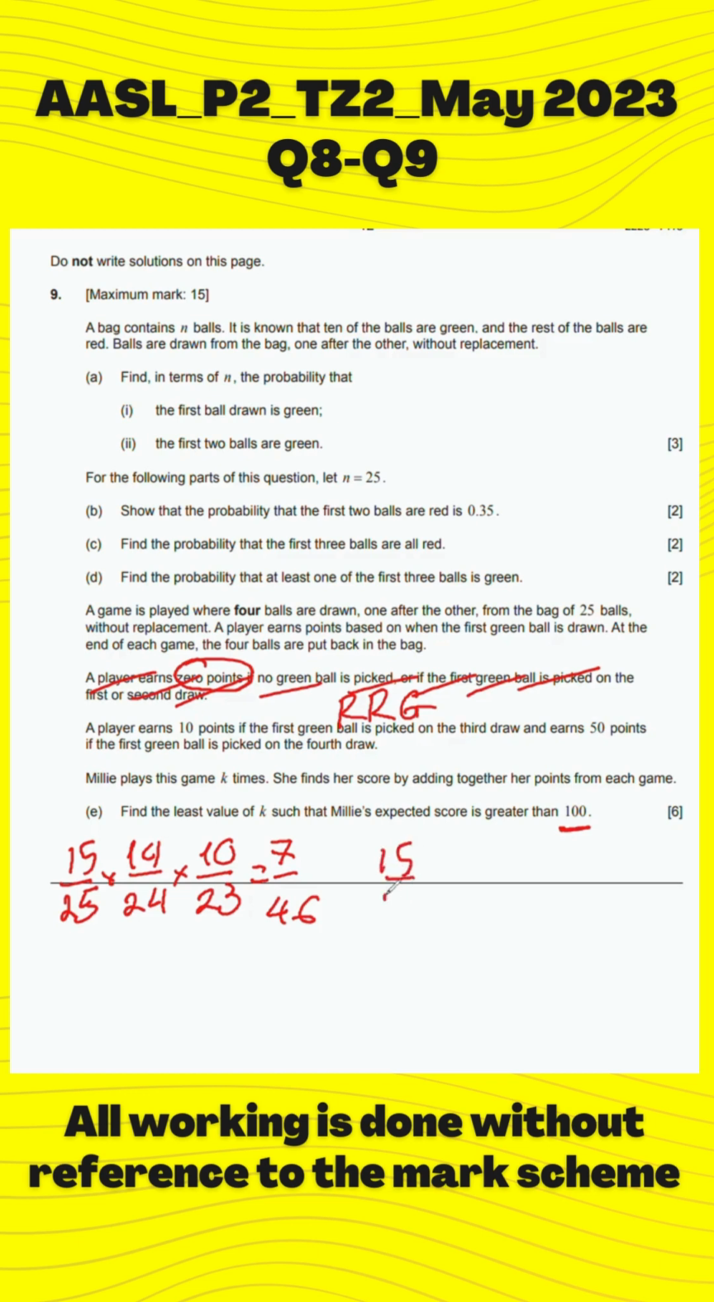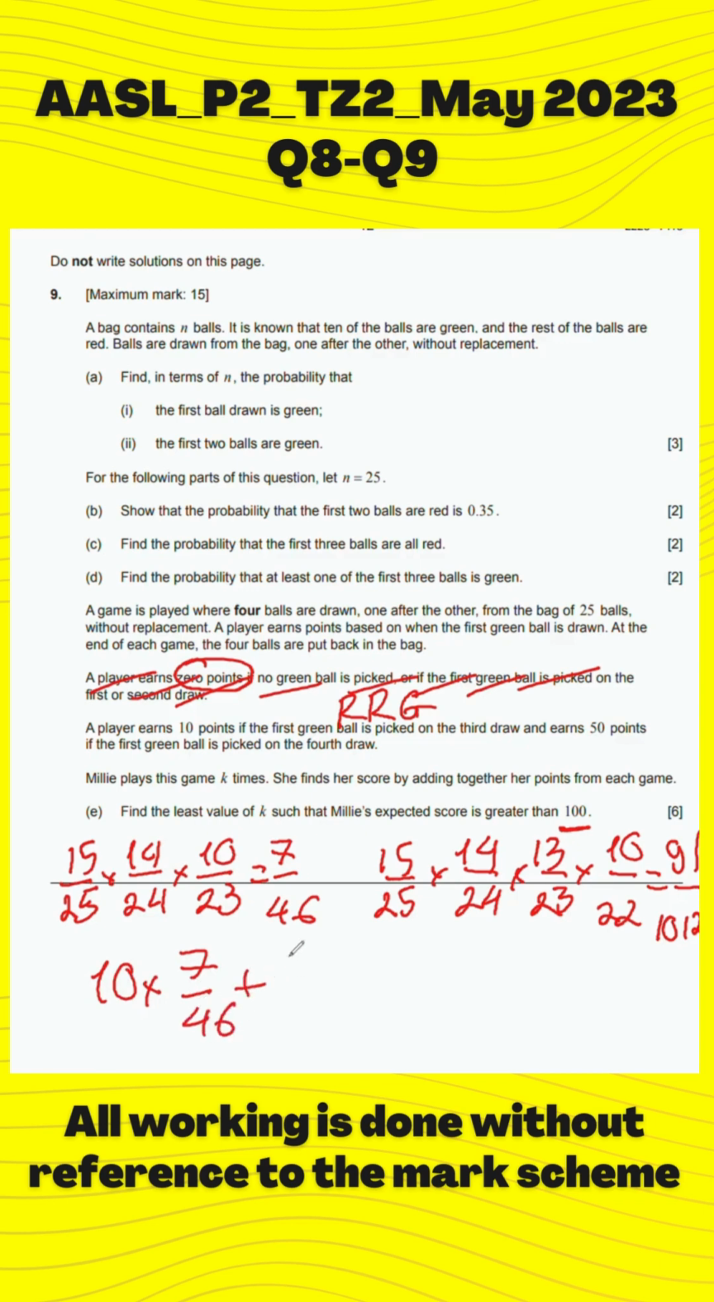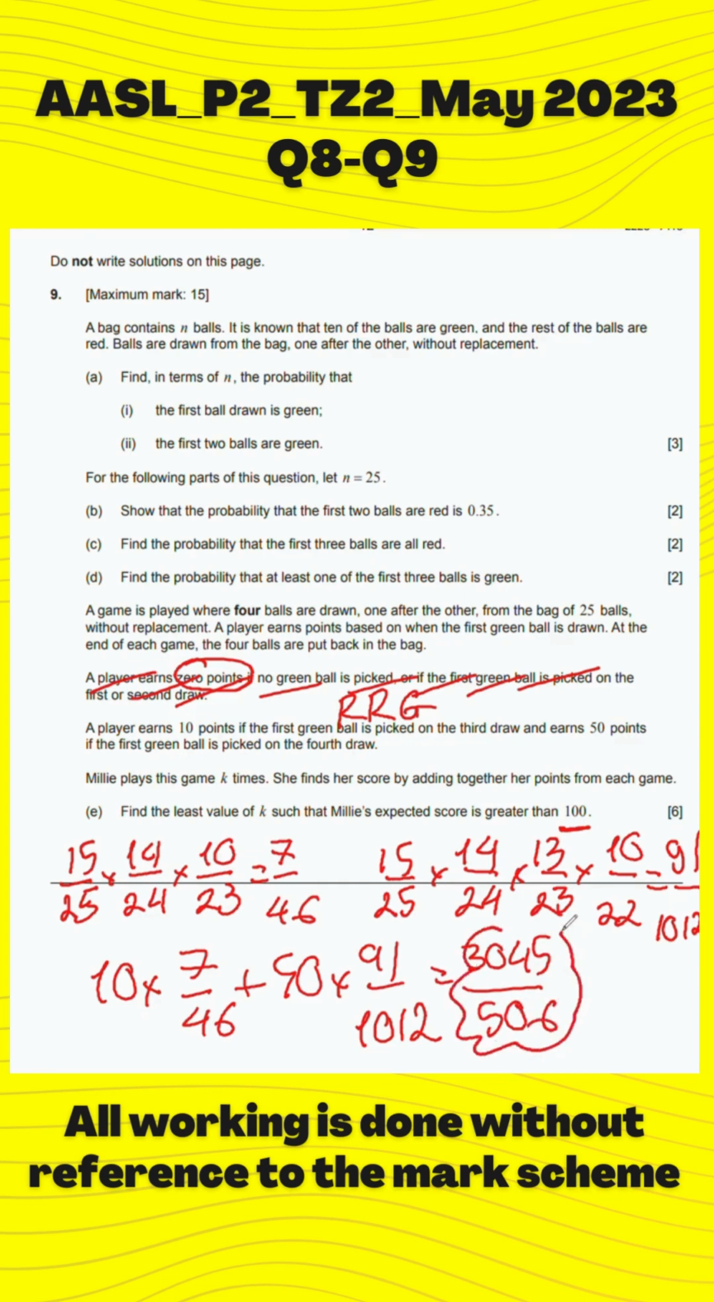We earn 50 points if the first green is on the fourth. So first red, second red, third red, and the last one must be green. And we will have 91/1012. So the expected value for one play will be 10 multiplied by 7/46 plus 50 multiplied by 91/1012. This will be 3045/506. So this will be the expected score for one turn.